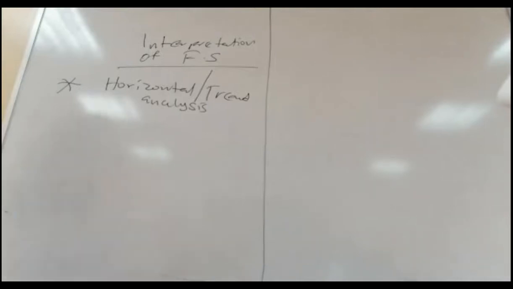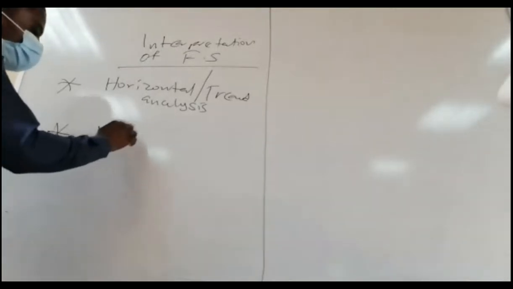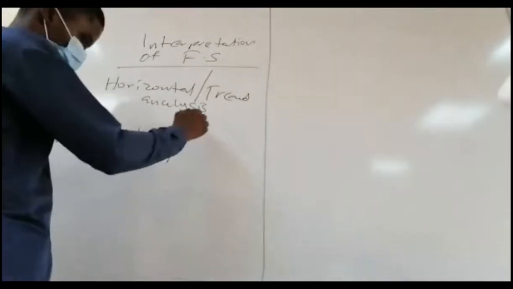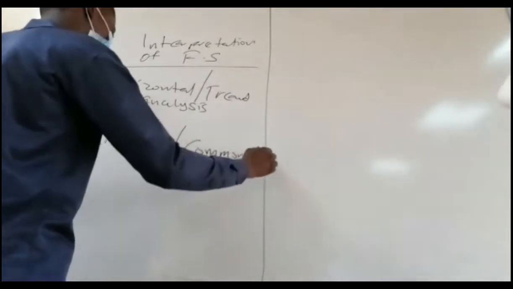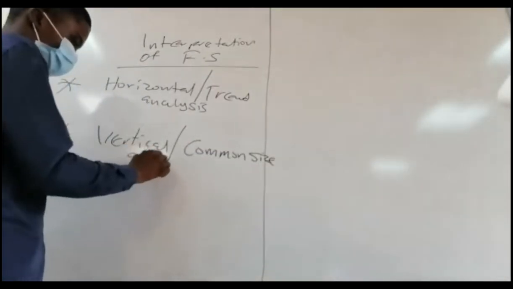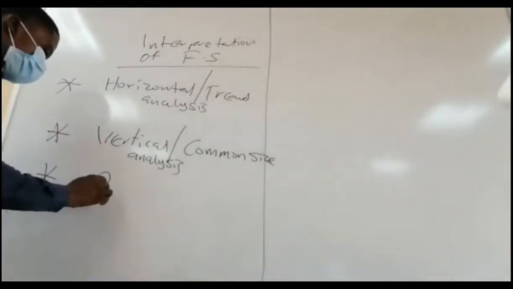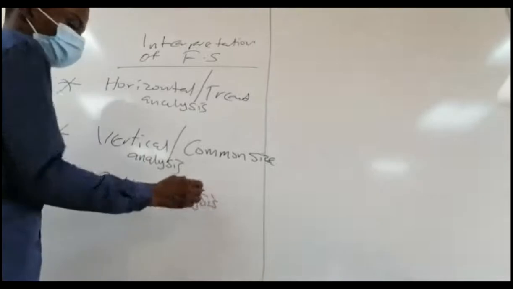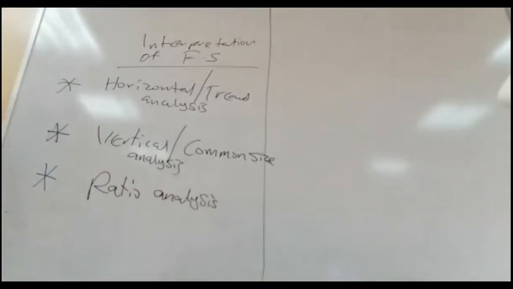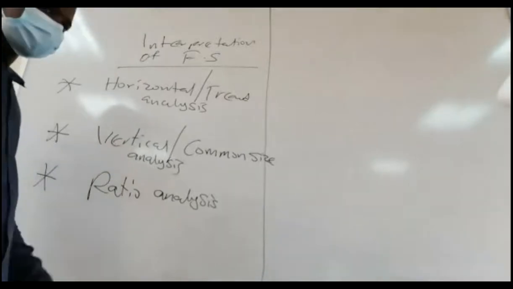Then, two, we can use what? Vertical or common size analysis. Finally, and almighty, we can use what? Ratio analysis. So these are the tools or the various ways that we provide meaning to financial statements.